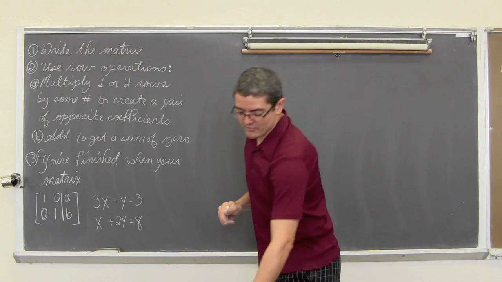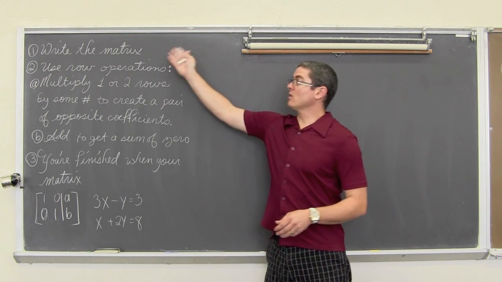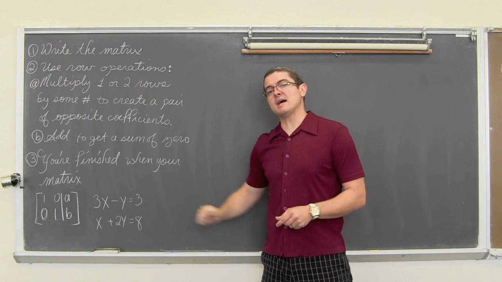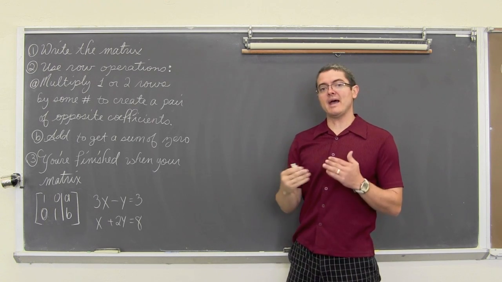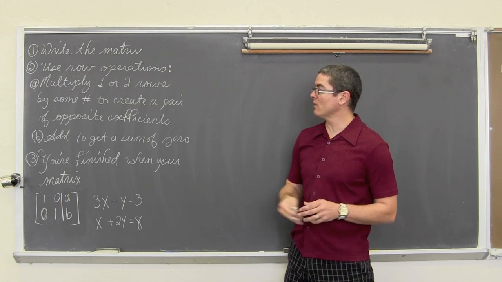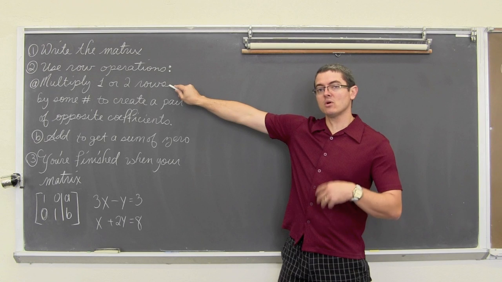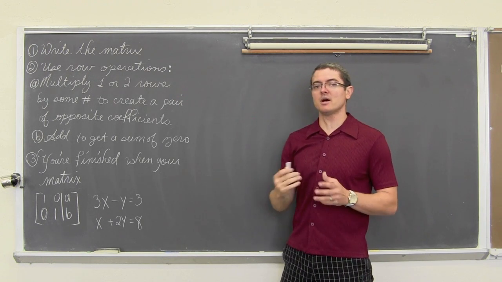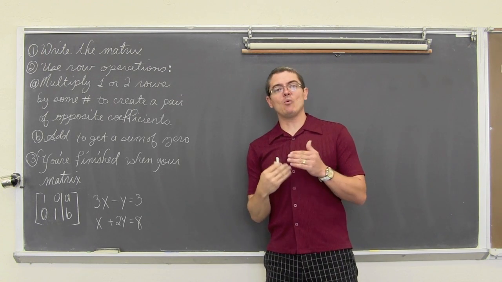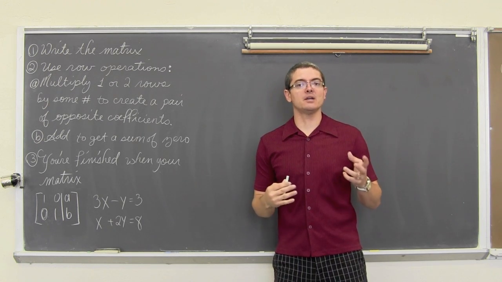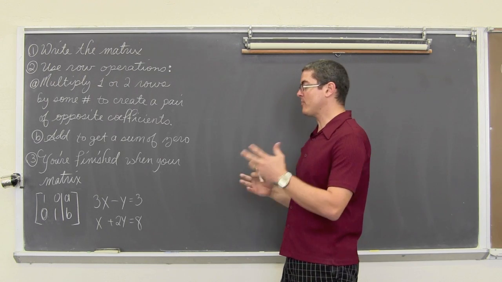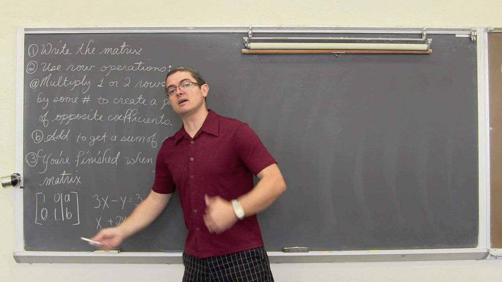Here is the series of steps we're going to walk through to do the Gaussian elimination. We're going to write our system of equations as an augmented matrix. We're going to use row operations so that when we add the rows, we get a coefficient of 0. We're going to multiply one or two of the rows by some number or numbers so that when I add those rows together, I get a value of 0. And we're going to keep that process going until we get an identity matrix.